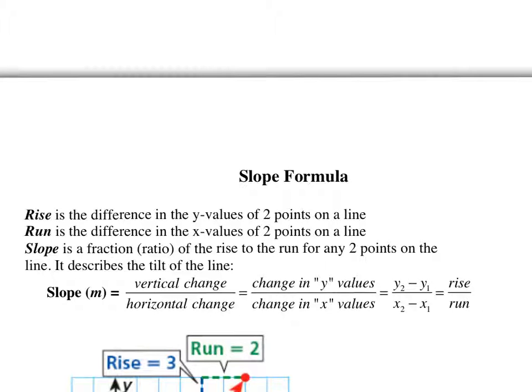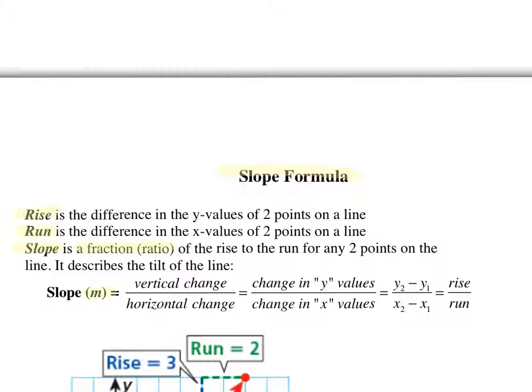We are asked to calculate the slope with the slope formula. As before, the same definitions for rise, which is vertical movement, and run, which is horizontal movement, will apply to calculating the slope, which is a fraction or a ratio of the rise over the run.